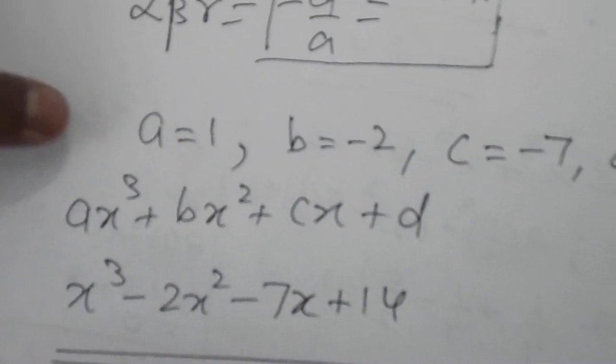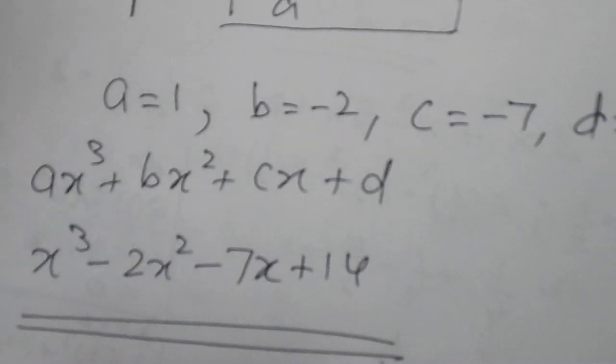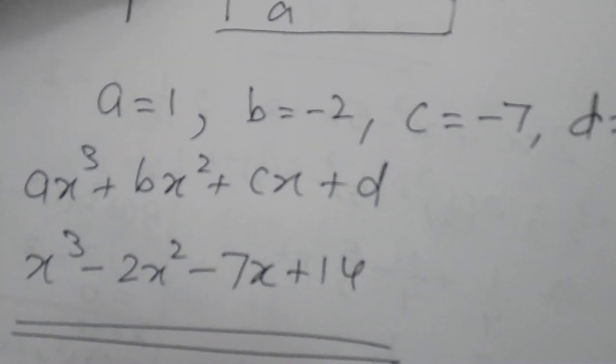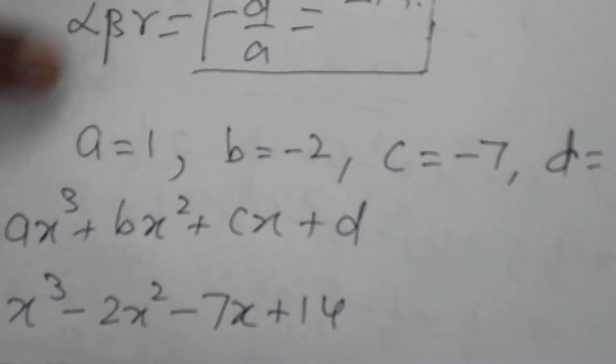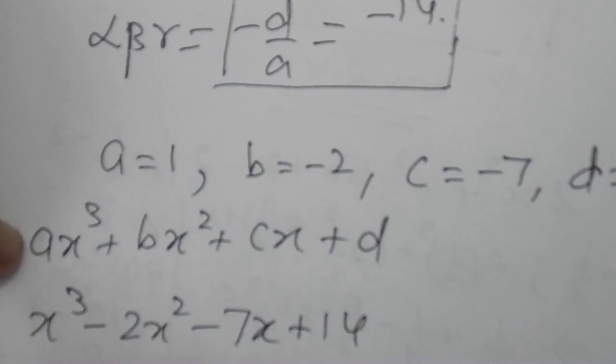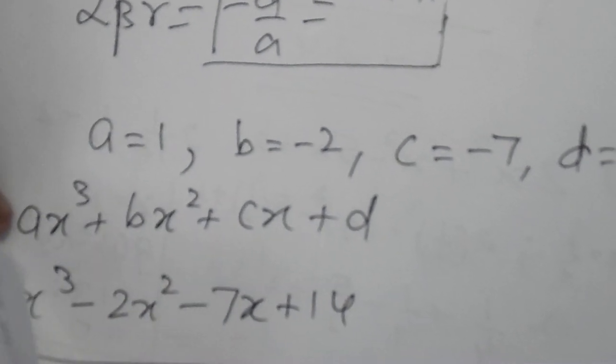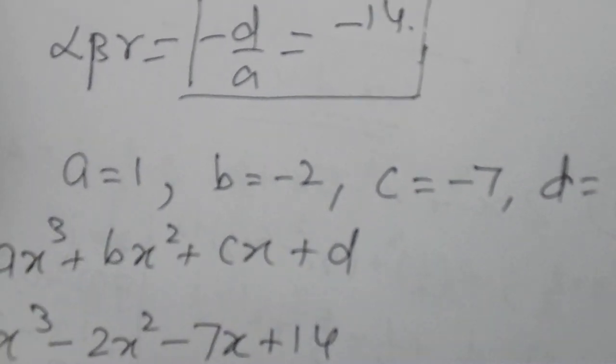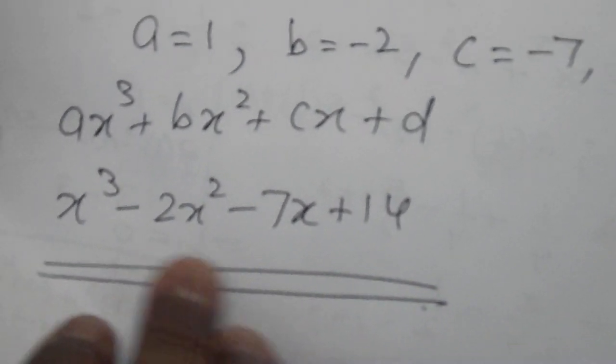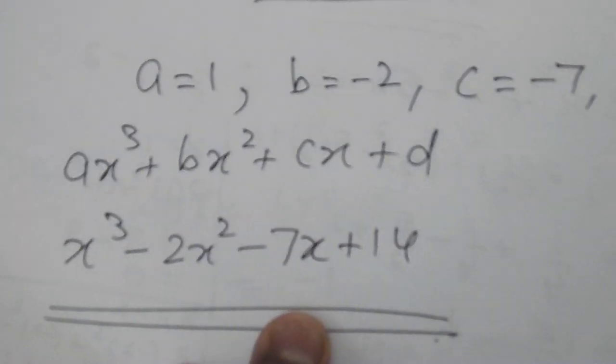So we have to find out the values of a, b, c, d from the 3 given relations, and after we find out the values, we substitute in the general cubic polynomial, and we get x cube minus 2x square minus 7x plus 14. Now students, we move on to question number 3. I hope you are understanding, because these questions are different from the questions given in the exercise.